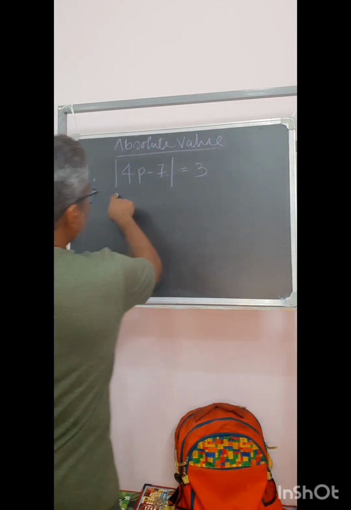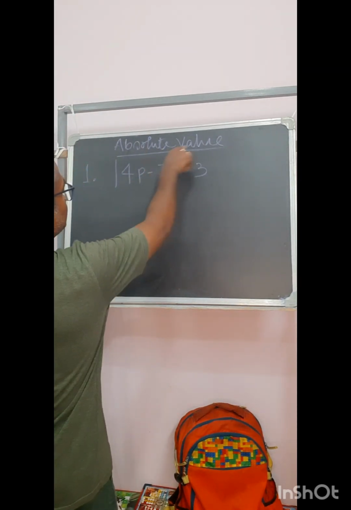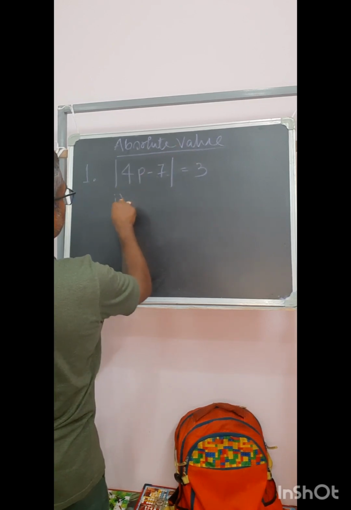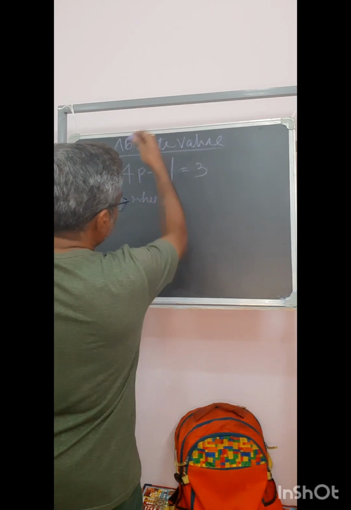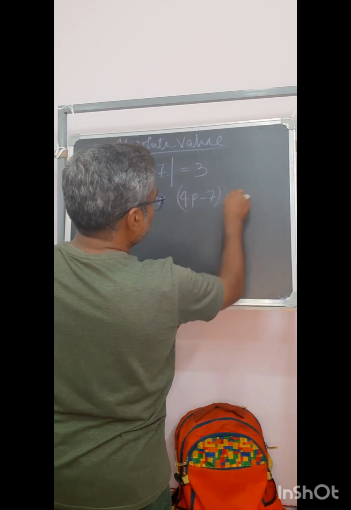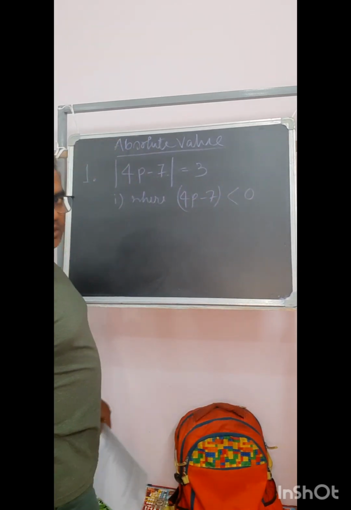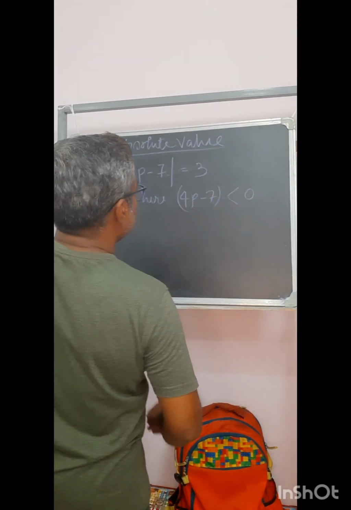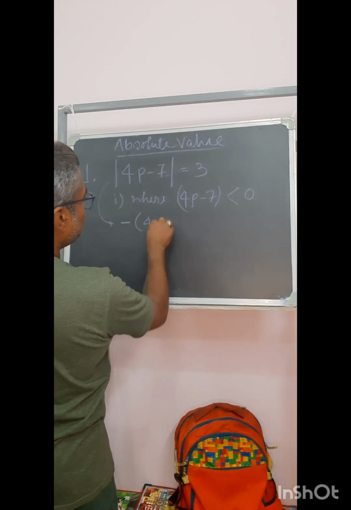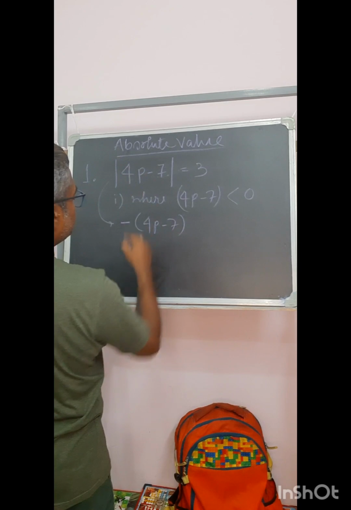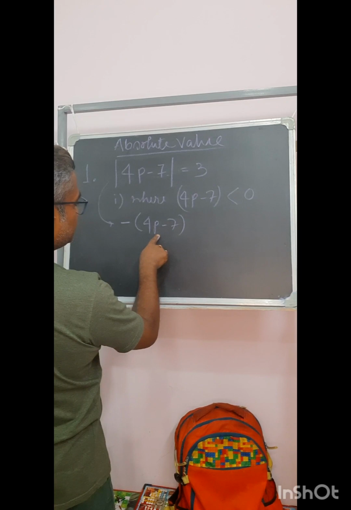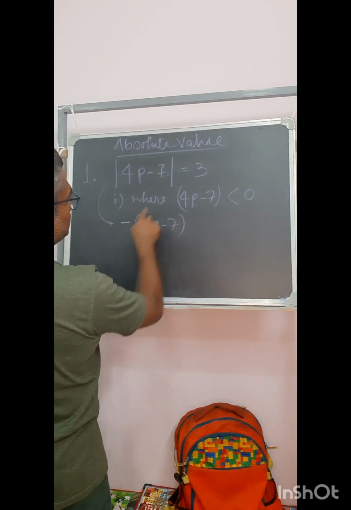How? Now as we know, this mod value signifies the absolute value of this. So condition 1, the same thing that I have shown for x: 4p minus 7 is less than 0. This could be a possibility, that this value is less than 0. Then I will take this as minus of (4p minus 7). Only then will this mod value be satisfied, because this will give the absolute value. If the value inside this bracket is negative, then with the minus it will give a positive.